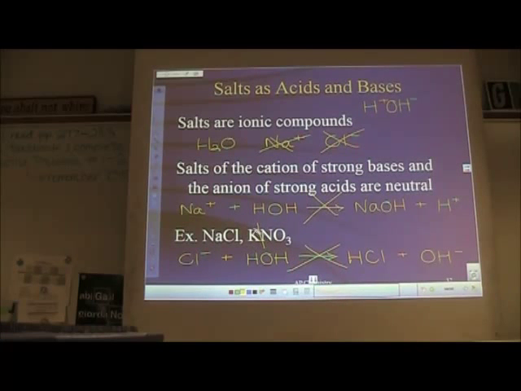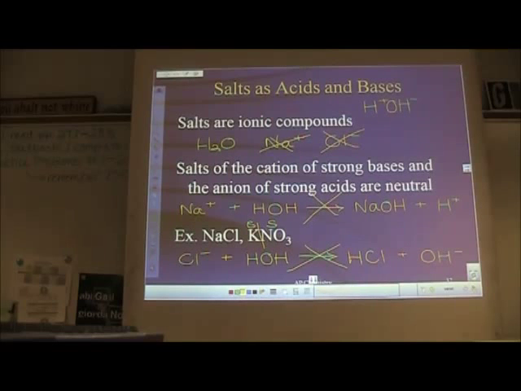What base could this possibly form? KOH. Strong or weak? Okay? I'm going to put a little S for strong above that side. Anions always form potential acids. Anion acid, AA. What acid could this possibly form? HNO3, strong or weak? Okay, I'm going to put another S for strong.